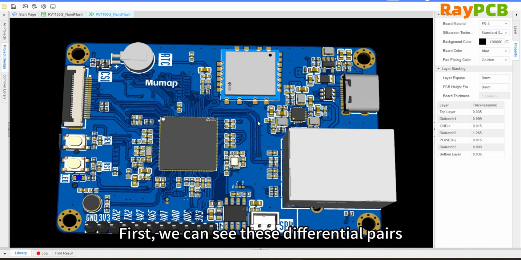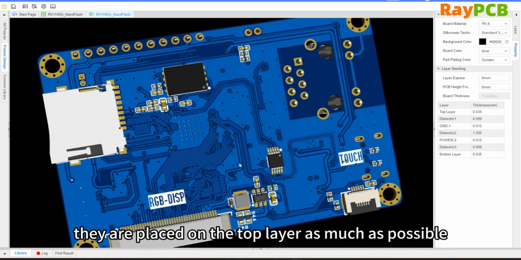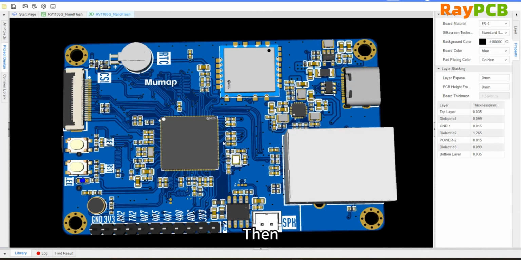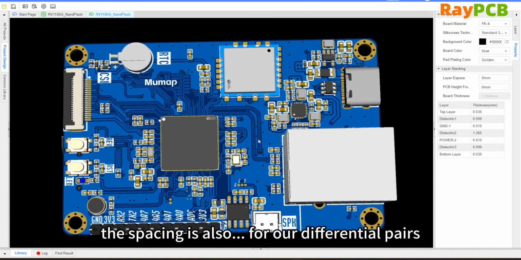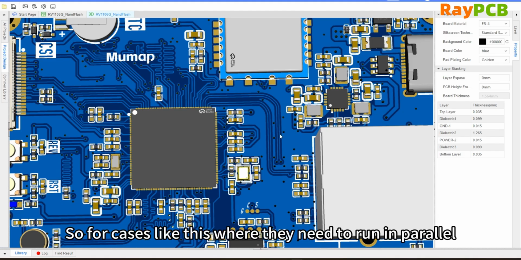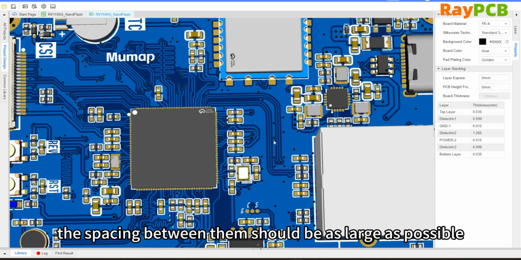On our board, we can also see this principle in action. First, you can see these differential pairs, which are some of the high-speed signal traces, are mostly placed on the top layer with fewer on the bottom. The spacing between traces is also considered. For differential pairs, we treat each pair as a group, these two as one group, those two as another. If, for example, these groups need to be separated, we increase the spacing between the groups as much as possible.